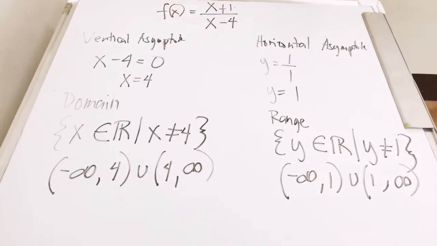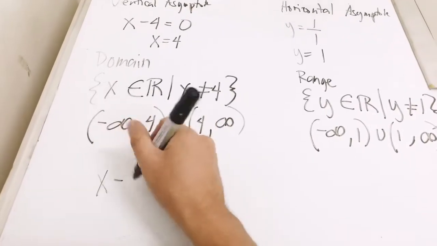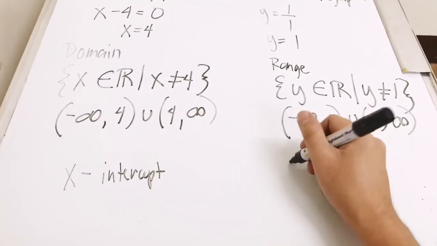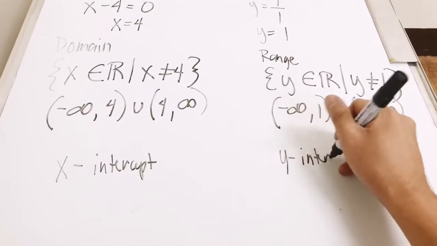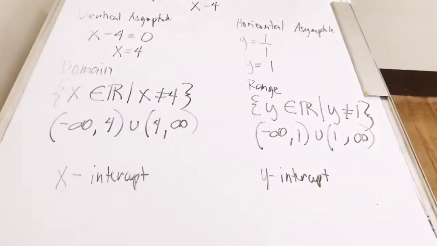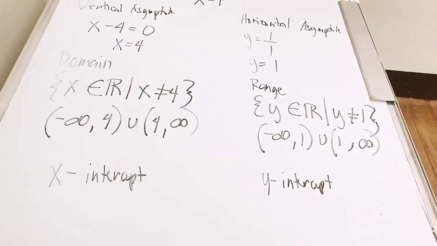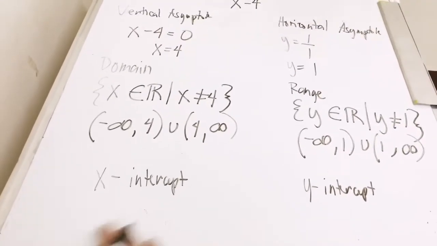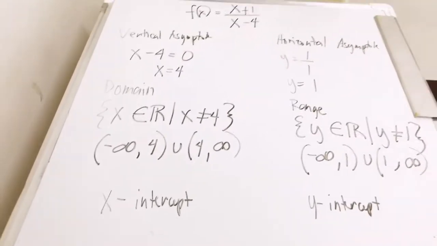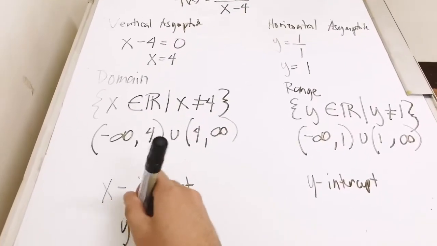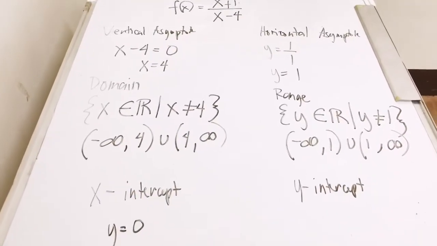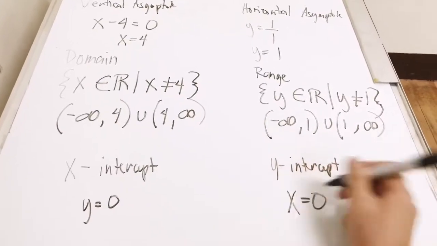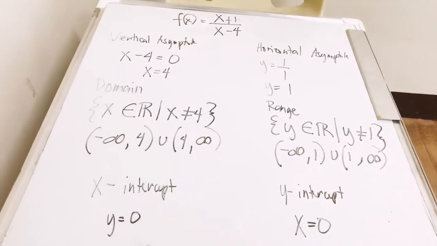This time, let's proceed to the x-intercept and y-intercept. How can we identify the x and y-intercept? Let's start with the x-intercept. In finding the x-intercept, as I said earlier, we need to equate y to 0. For the y-intercept, we equate x to 0. Okay? So let's start with the x-intercept.